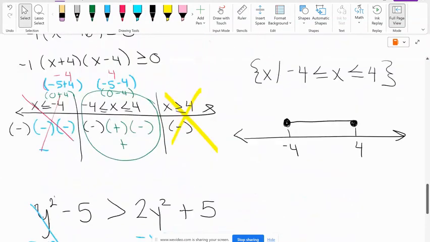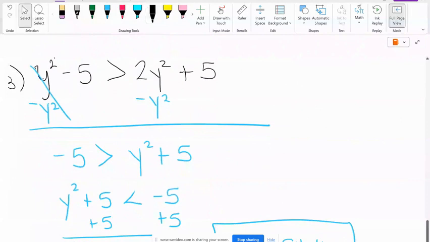I don't know what number we're up to. This was 3, 4.